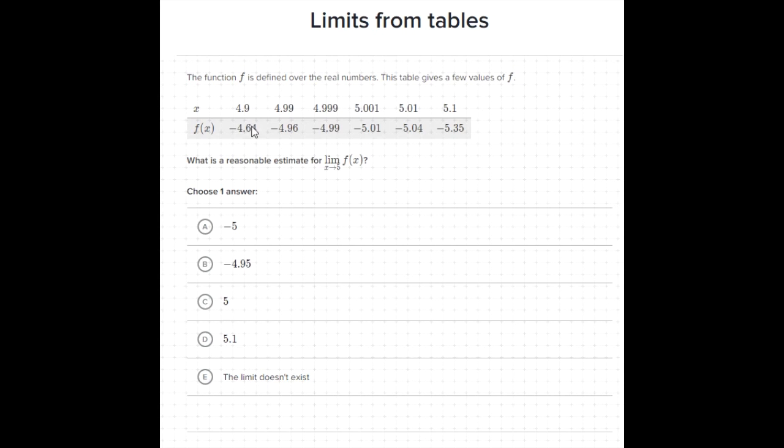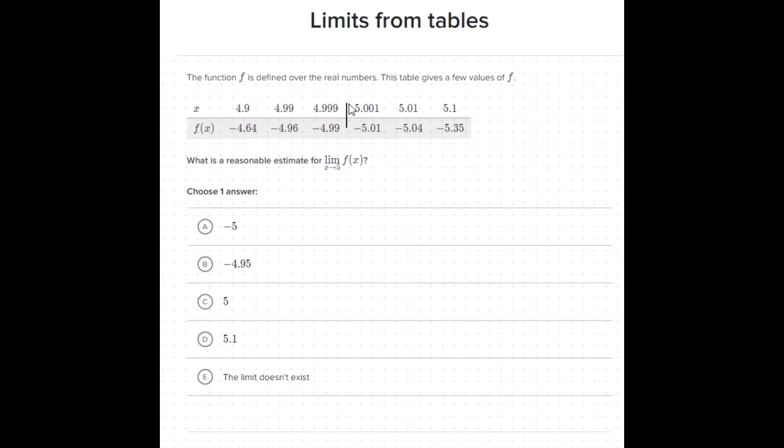And so the function f is defined over the real numbers. This table gives a few values of f. And we see the table here. And the question: what is a reasonable estimate for the limit of f of x as x approaches 5? So we see this is 4.9, 4.99, and 4.999. And this is 5.1, 5.01, and 5.001.